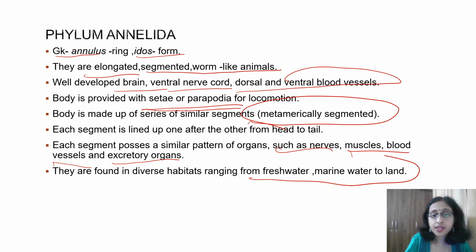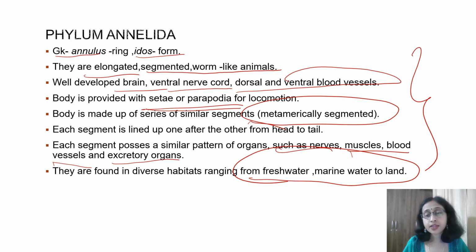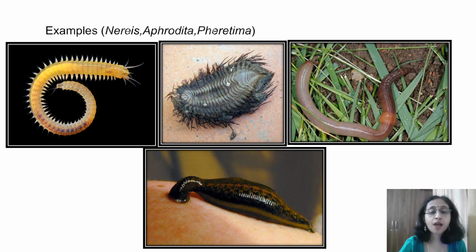So they are having a diverse habitat range. They can stay in fresh water, marine water as well as on land also. Now these are the other characteristics which are important for understanding this phylum Annelida. So what are the main examples of phylum Annelida? Now here comes this example.